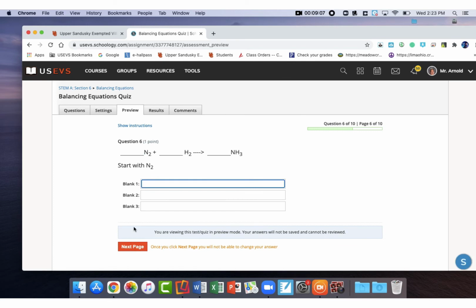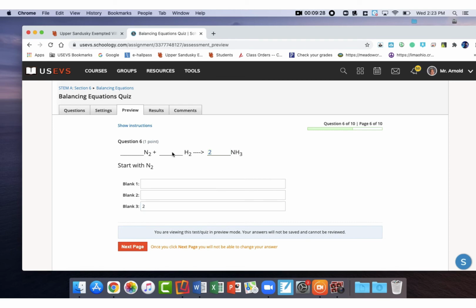Okay, start with N2. So here's N2. And we only have 1 N on this side, right? So we need to have 2 N's right there. By changing the number of N's, I also changed the number of H's. Now I have 2 times 3, that's 6 H's, right? And so I go back to the other side.